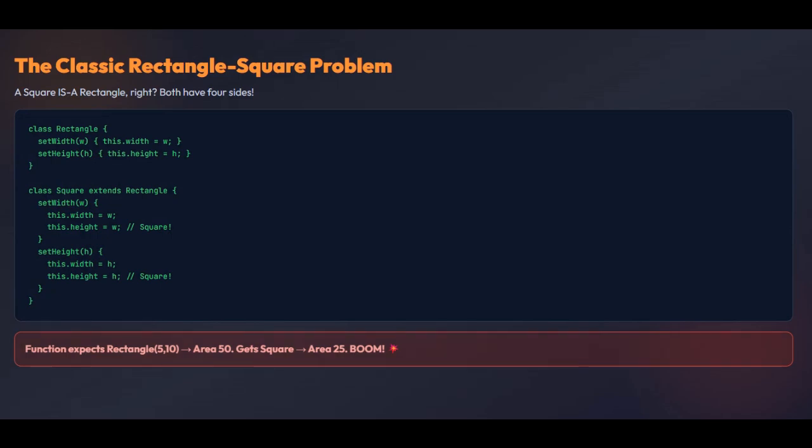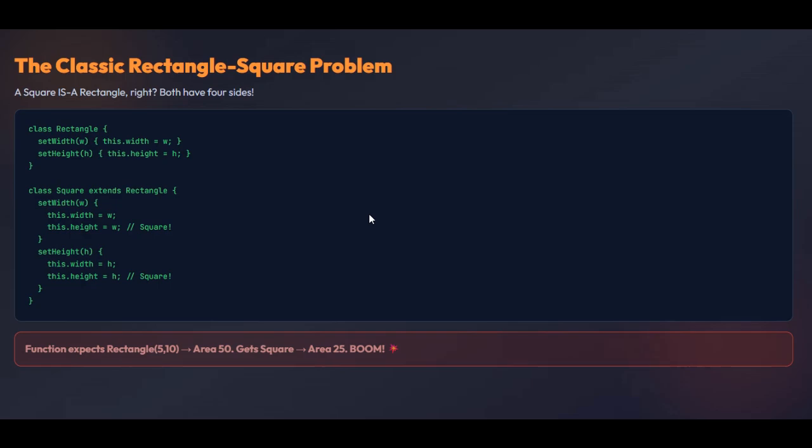So here we have the classic rectangle square problem. Here's the classic example. You have a rectangle class with width and height, and you can set them independently. That's perfect. Then you create a square class which inherits from the rectangle. But wait, a square's width and height must always be equal. So when you set the width, you also set the height.